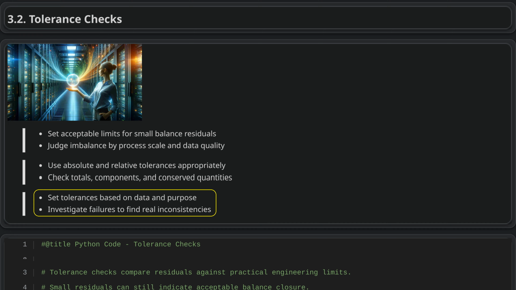Early design work can use wider tolerances, while reconciliation and quality checks need tighter ones. When a balance falls outside tolerance, it should prompt investigation rather than be treated as an automatic error, since causes may include missing data, conversion mistakes, or timing differences. In automated workflows, tolerance checks help flag problems early and support more reliable calculations.